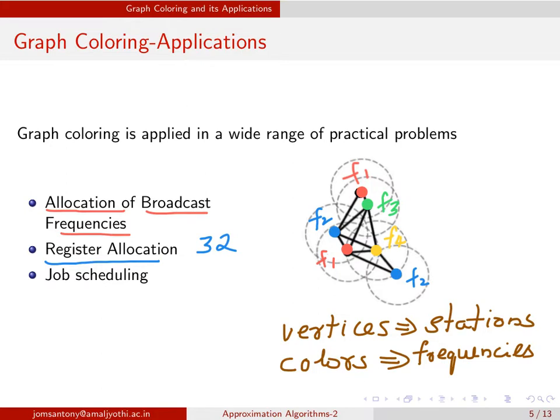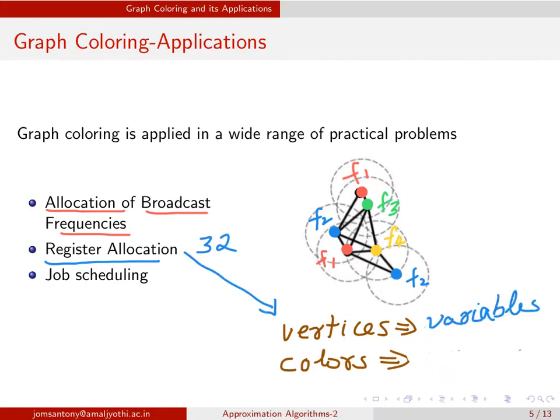But when doing so, there is a constraint. If two variables are used at the same time, then they should not be allocated to the same register. Now, this can be expressed as a graph coloring problem. The vertices in this coloring problem are variables and the colors are registers. So, two variables are connected by an edge if they are in use at the same time, so that they cannot share a register.